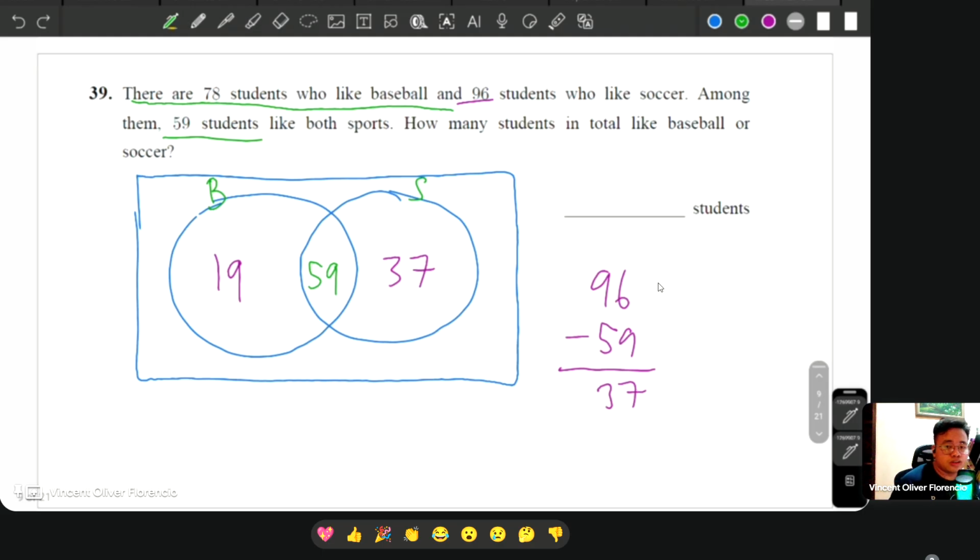Now what do you do here? How many students in total like baseball or soccer? When you say baseball or soccer, you just have to combine all of them. Okay, so when you add all of them, we will have a total of what? 115.